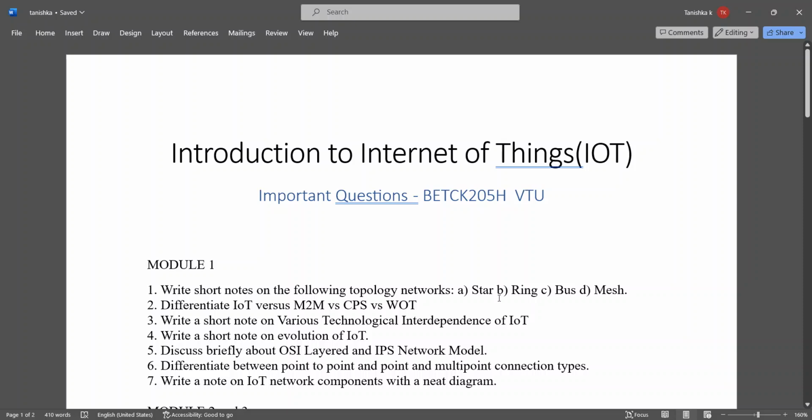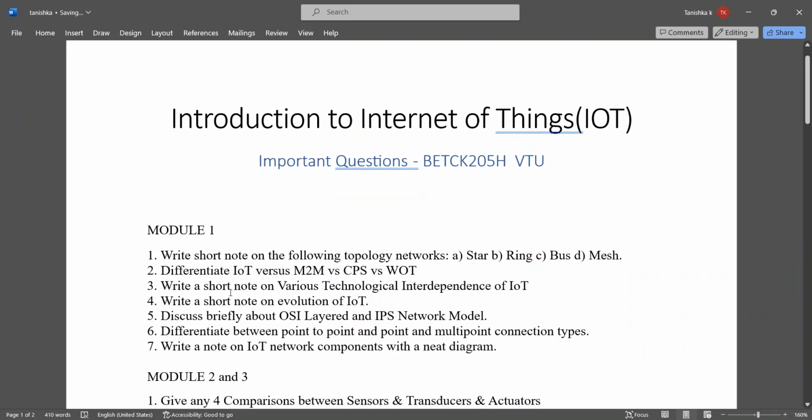Hello everyone. So this video is about the important questions of Introduction to Internet of Things, or in short called as IoT. So the important questions from module 1 are: write short note on the following topologies, that is star, ring, bus and mesh topologies, and differentiate IoT versus M2M versus CPS versus WOT.